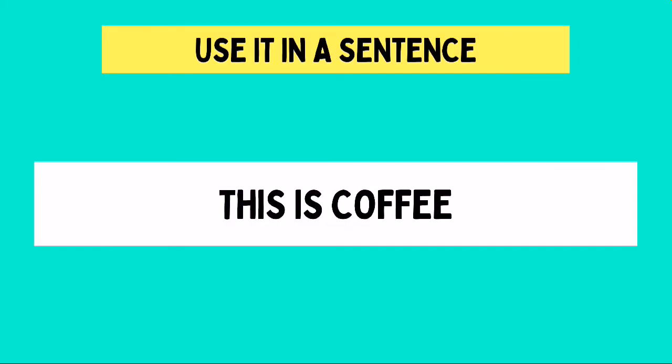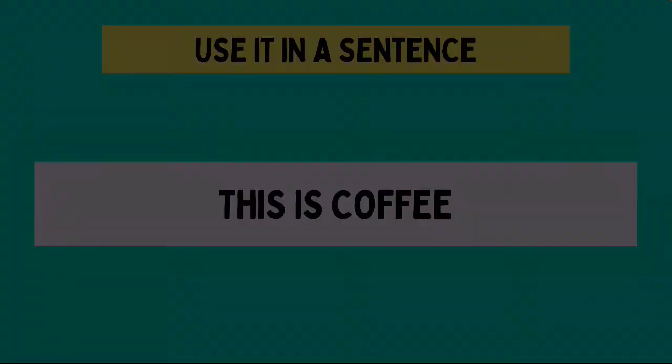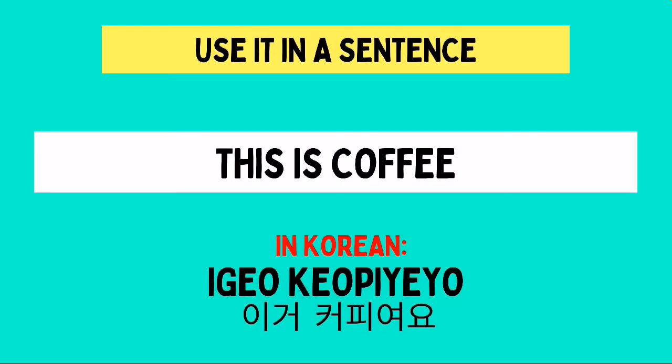Now let's try to look into this example English sentence. It says, this is coffee. Again, this is coffee. The Korean translation of this sentence is igo kopieyo. Again, it's igo kopieyo.